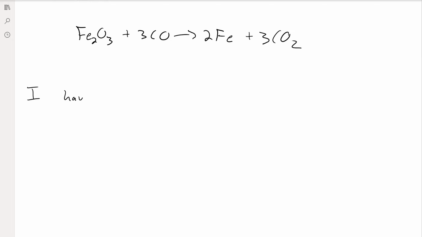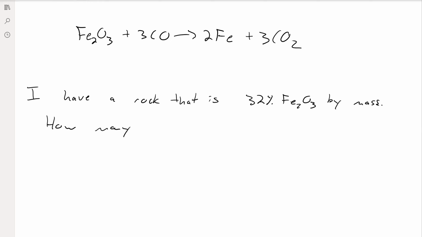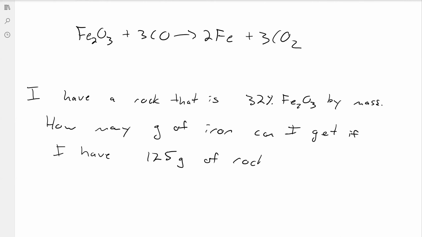So let's say I have a rock that is 32% iron oxide by mass. How many grams of iron can I get if I have 125 grams of rock? Right, so my rock contains some iron oxide, but it's not pure iron oxide. So how much iron can I get out of this rock if I have 125 grams of it?